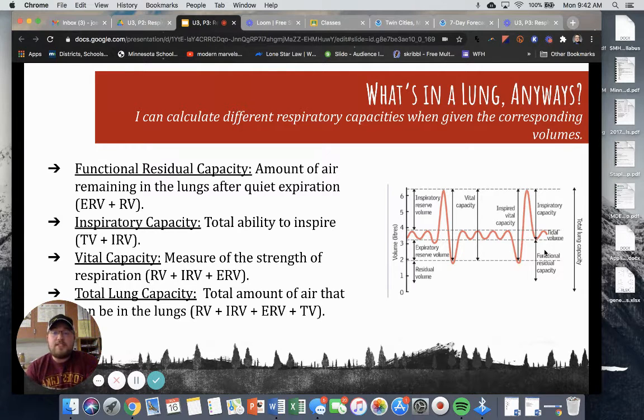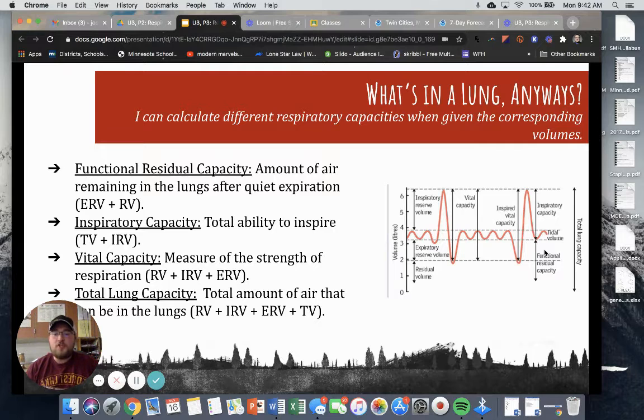The vital capacity is the measure of the strength of respiration. So that's going to be your residual volume plus your inspiratory reserve volume plus your expiratory reserve volume, okay? So that's going to be the amount of air that you have left in your lungs plus the maximum amount that you can take in plus the maximum amount you can take out. Okay, that is your vital capacity.